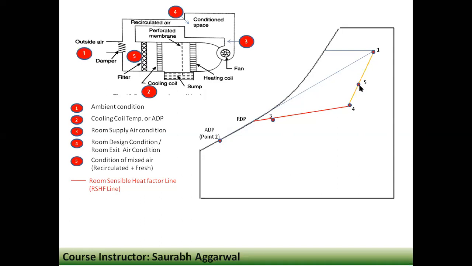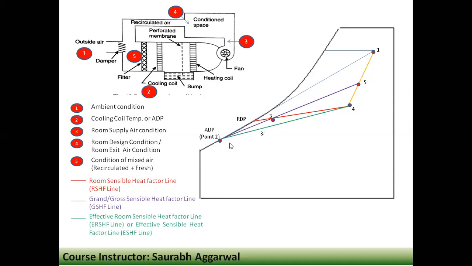In this case, as you can see, it is more towards point 4. That means the mass of recirculated air is more and the outside air is less. So that's why this point is towards the recirculated air point. If we join point 2 and 5, then we get a line which is known as the grand sensible heat factor line. And if we join point 2 and point 4, that is the cooling coil temperature and the exit air temperature from the room, it means it is the effective room sensible heat factor line.